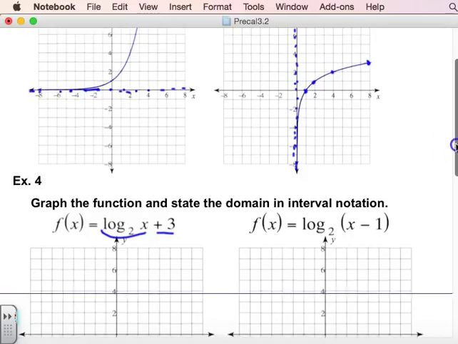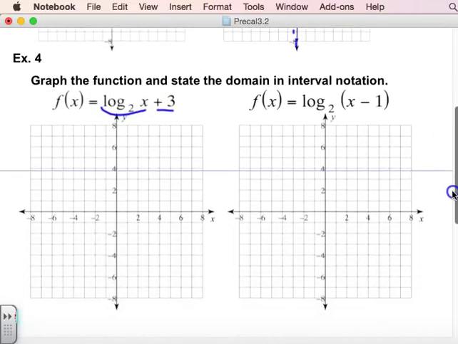Okay, so we're going to go over 1 and up 3, and over 2 and up 4, right, and over 4 and up 5, and over 8 and up 6. All right, so we can see this function now is going to do this, and it's still going to have the asymptote at 0. Okay, the asymptote doesn't move because all we did was shift it up, right? We didn't shift it left or right. So that would be the function for log base 2 of x plus 3.